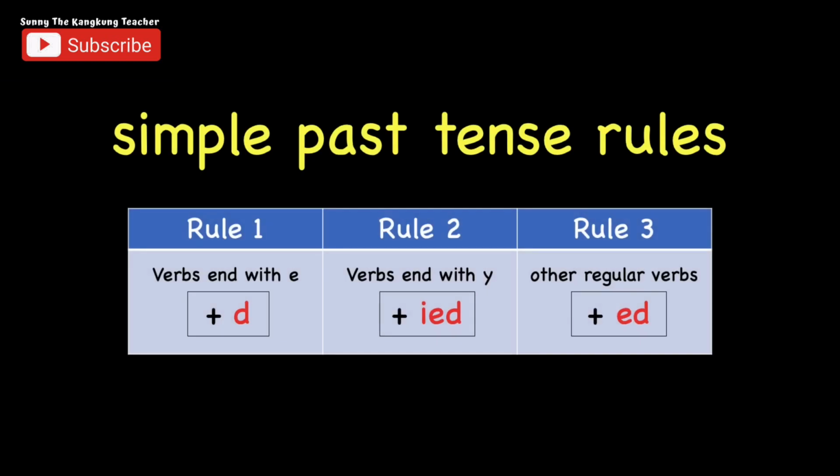Before we go, once again, we are going to revise these 3 simple past tense rules. For rule number 1, if the verbs end with an E, we can use D. For example, the word bathed. For the verbs end with Y, we cancel the Y and we plus IED. For example, the word tried. If the verb cannot follow rule number 1 or rule number 2, we can simply just add ED to the verb, which is rule number 3. For example, the word washed.